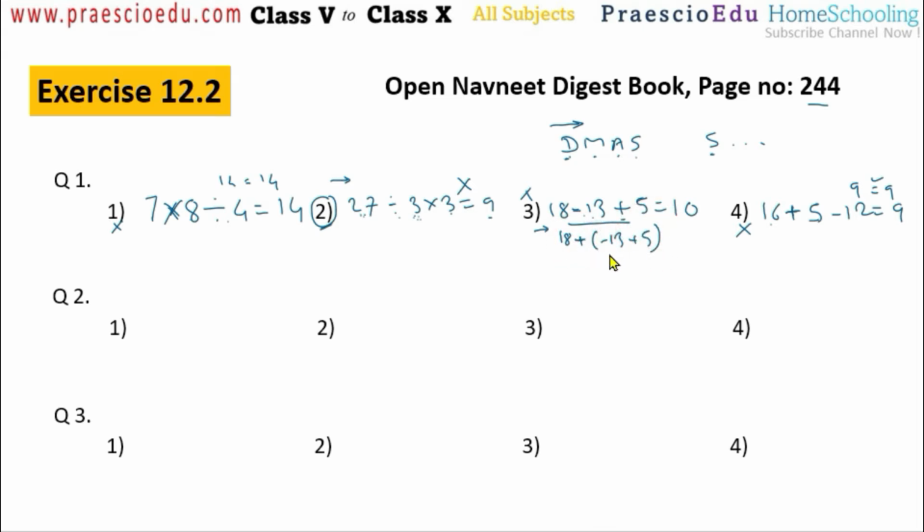Here the minus sign of the 13 means here minus 8 comes, and 18 plus minus 8 means 18 minus 8, which is equal to 10. So that's why this expression is correct, but we require the wrong one, so that's why this option is not correct. I hope you understand. We will understand more about DMAS later on. For this moment, just understand the operations sequentially, and option number 2 is the correct one.